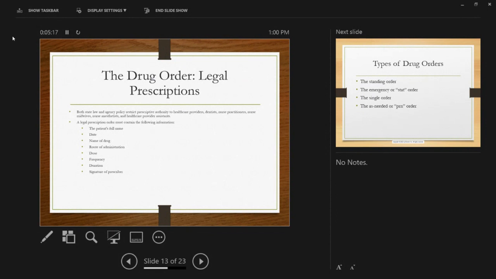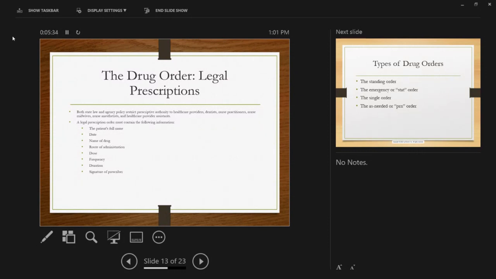The drug order will come on a legal prescription. This will generally restrict the prescriptive authority to physicians, dentists, nurse practitioners, nurse midwives, nurse anesthetists, and physician assistants. Providers who write prescriptions are also called prescribers.